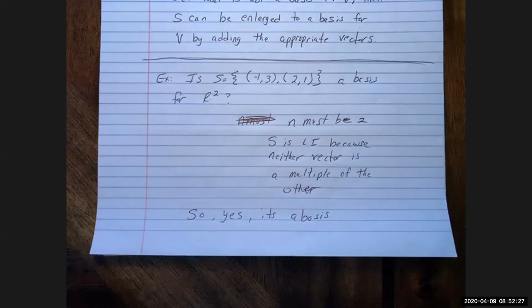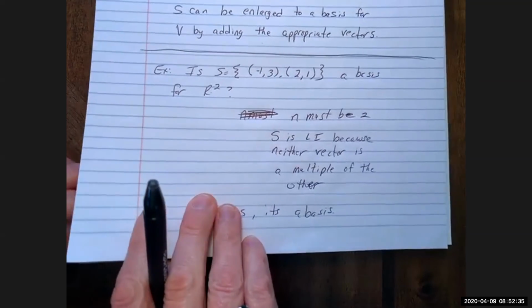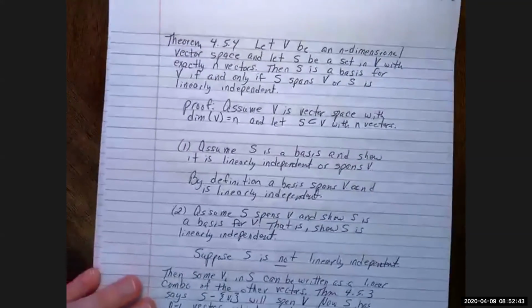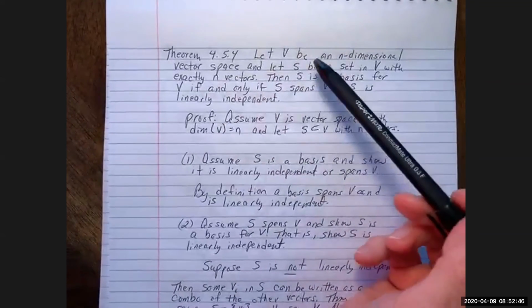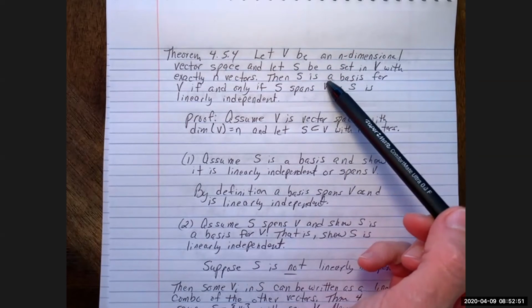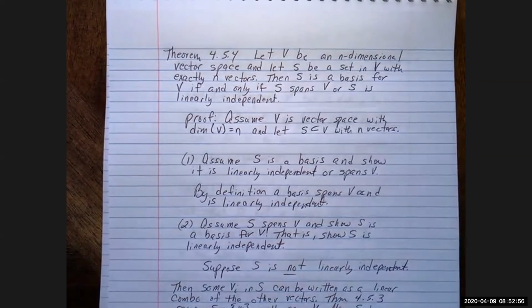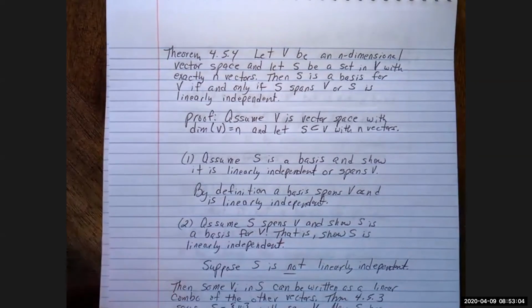And the theorem that we spent so long working on, theorem 4.5.4, I'm going to go back to that one. I'm going to summarize that just a little bit. This one gives us a lot of freedom because it says if you know you have n vectors in a set, all you have to know is it's either linearly independent or it spans, and you know it's a basis. So you only need to know one of those things now, and then you know that it's a basis. So it has to have the correct number and either be linearly independent or span. Let me write that out.